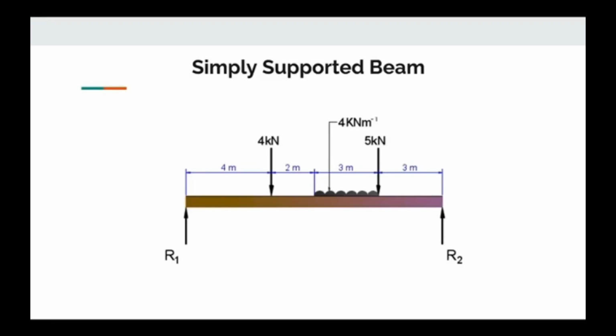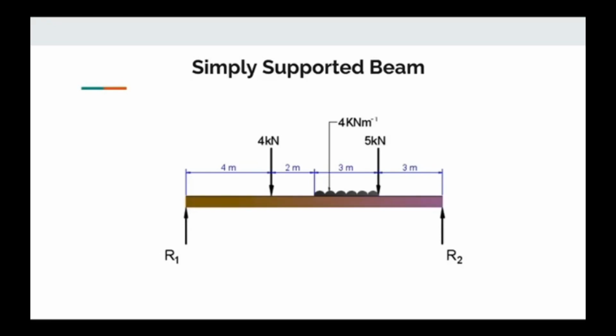So if you look at the diagram right now, you will realize that you're seeing 2 point loads and 1 UDL load. The unit for the point load is kilonewton, while the unit for the UDL load is kilonewton per meter. This is due to the fact that the point load is acting at a singular point, while the UDL load is acting at various points. It is acting throughout a section of the beam.